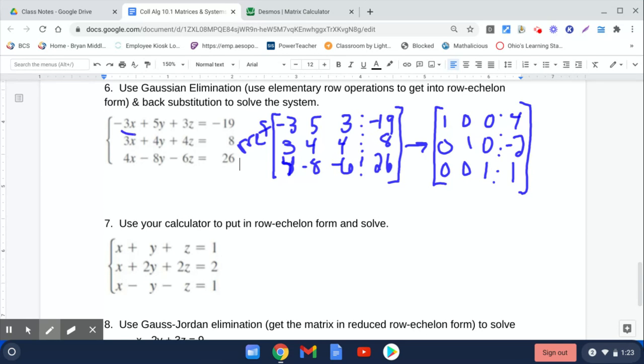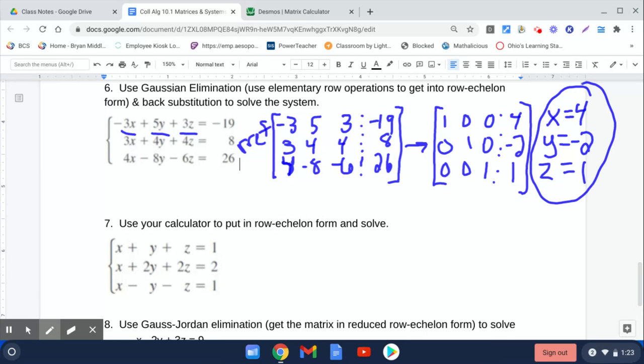So remember, these are x's, y's, and z's. So this first row is telling me that 1x plus 0y plus 0z equals 4. So basically it's telling me that x equals 4. Second row, it has 0x plus 1y and 0z equals -2. And the third row says 0x plus 0y plus 1z equals 1. So reduced row echelon form solves this matrix.